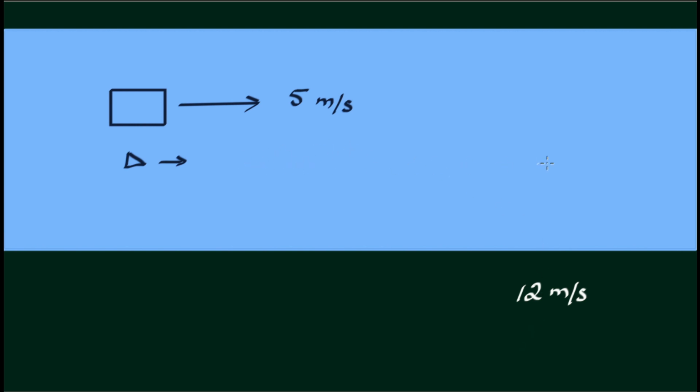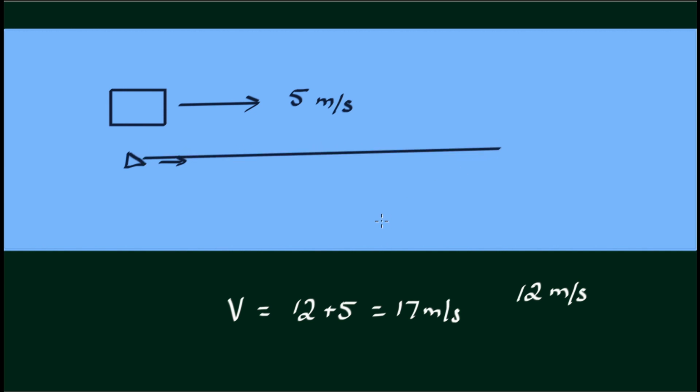Now when it goes downriver, the speed of the motorboat is going to be 12 plus 5, that is equal to 17 meters per second. So what this motorboat does is travel for 100 seconds, which means it moves a distance of 17 times 100, so 1700 meters. And then it turns around and comes back.